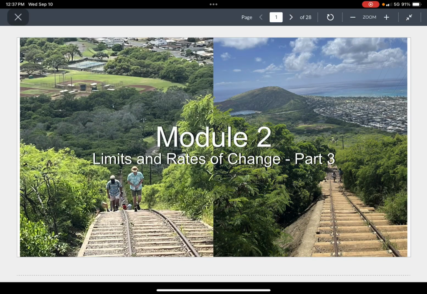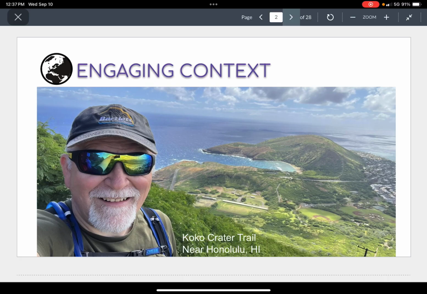Module 2, Limits and Rates of Change, Part 3. Our engaging context for this section is the Cocoa Crater Trail near Honolulu, Hawaii.